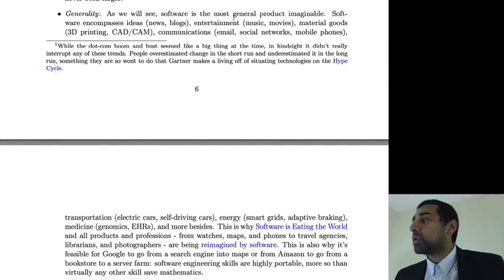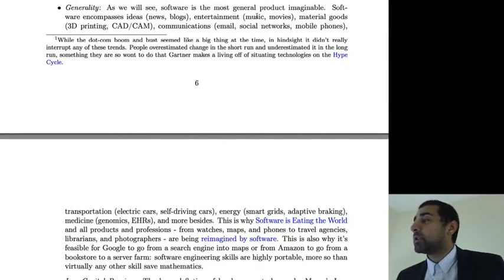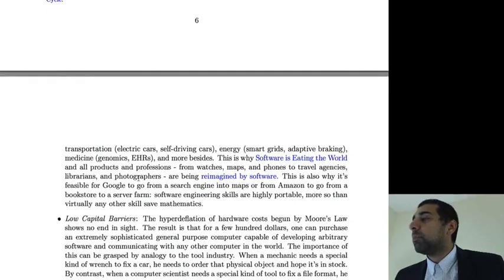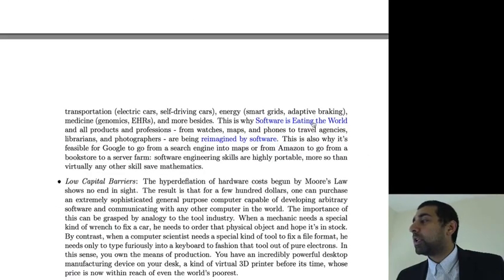Generality: software is in many ways the most general product imaginable, and an internet startup is delivering software anywhere. Whether that is news and blogs, entertainment, material goods, communications, transportation, energy, medicine, anything you can think of, software is upstream of it. And you should read this article. It's one of the few articles I put at the very beginning of the class: Software is eating the world.